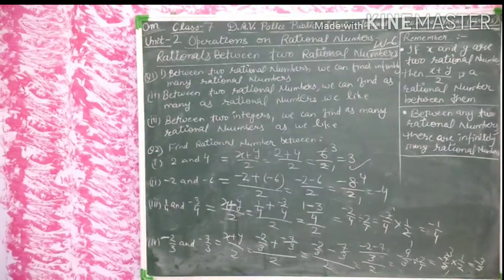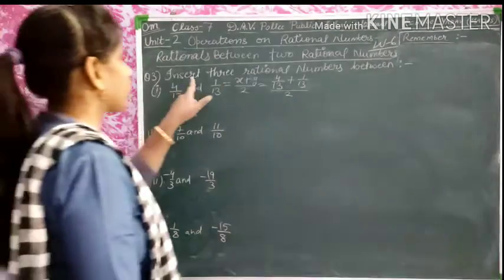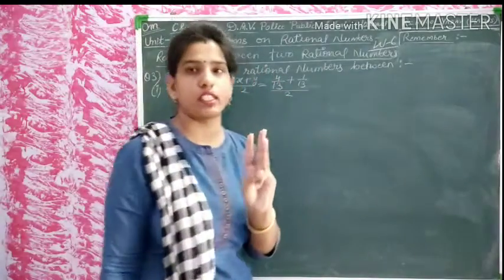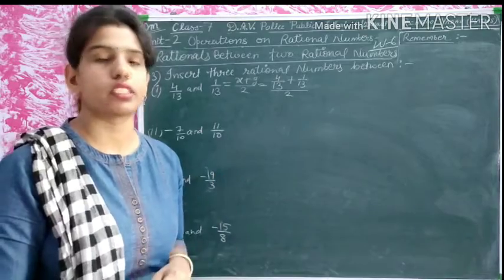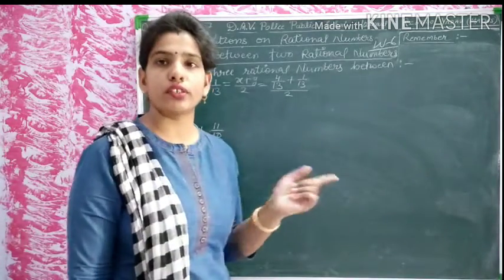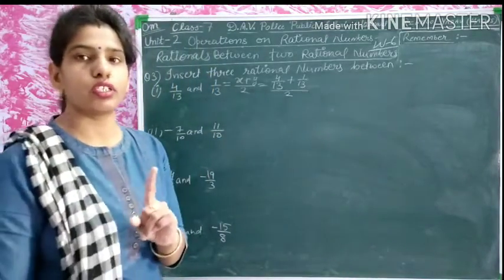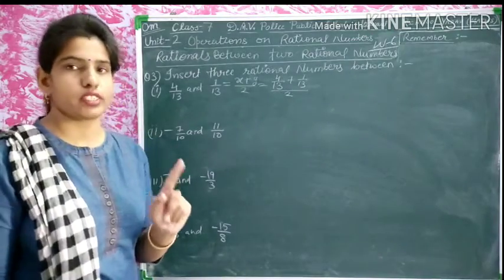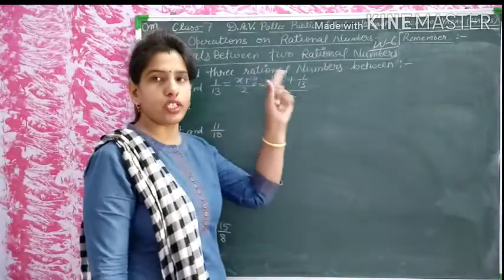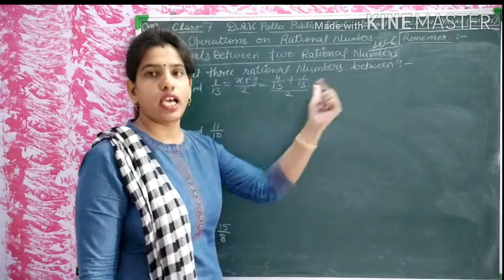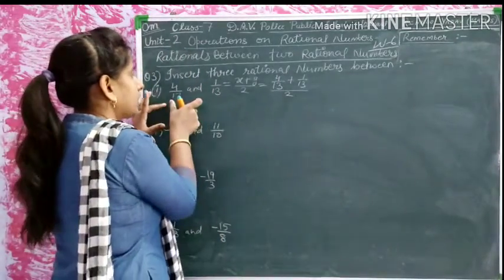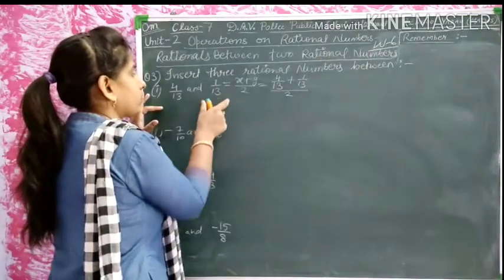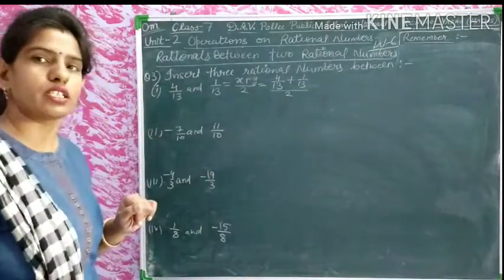Now we will go to the next question. Now students, we are solving this: insert 3 rational numbers. We have to find 3 rational numbers between 2 rational numbers. In the previous question, we found only 1 rational number between 2 rational numbers. So first we will find 1 rational number between the 2 rational numbers, and then we will have 3 numbers: 1, 2, 3. Then 1 between these two numbers and 1 between these two numbers, and we will get the 3 rational numbers.